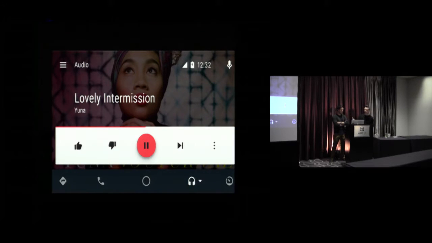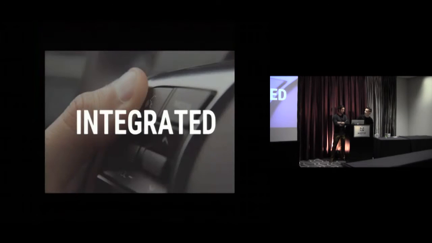So it's totally different from all of the regular application development and stuff that we're used to. But I think it's really, really important to make a system that people can actually use while they're driving in a reasonable way.